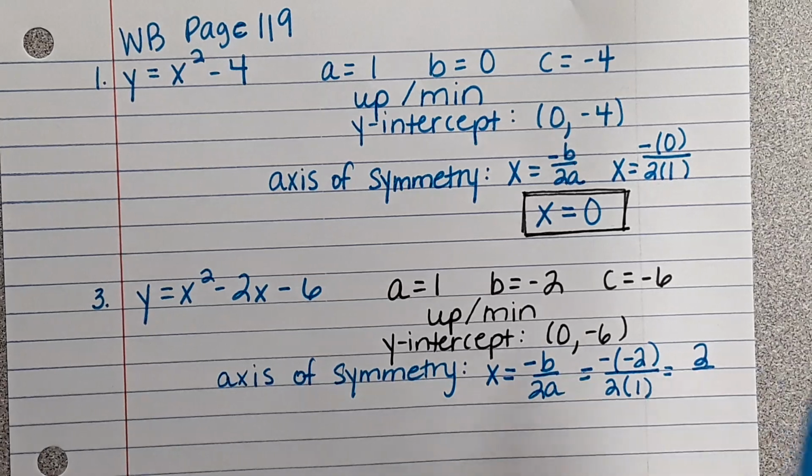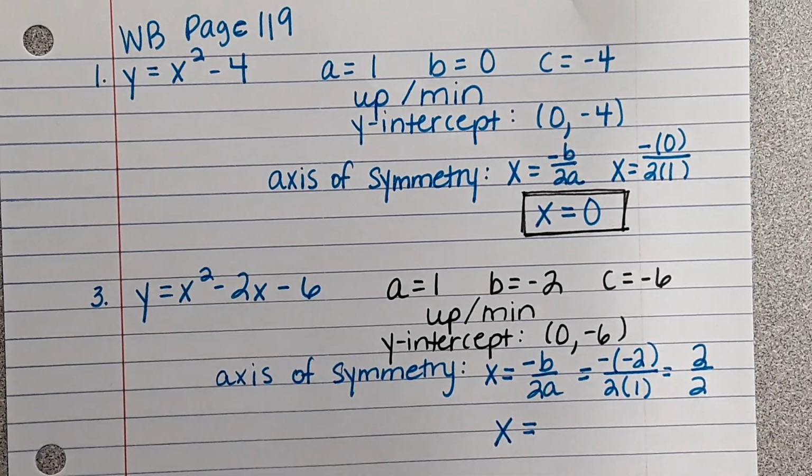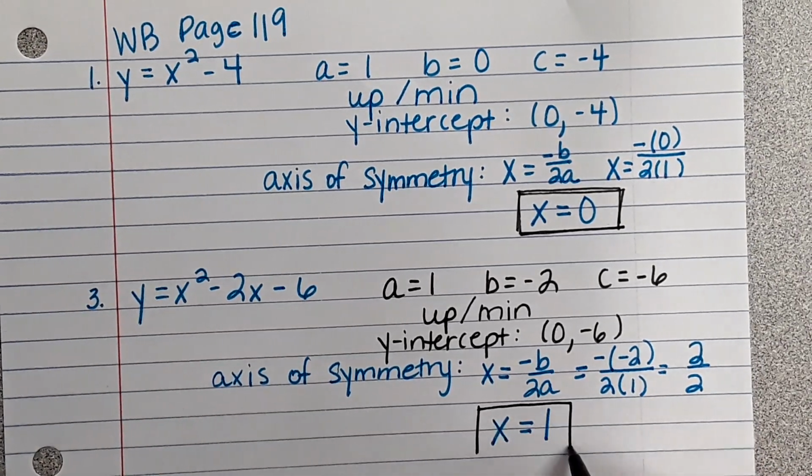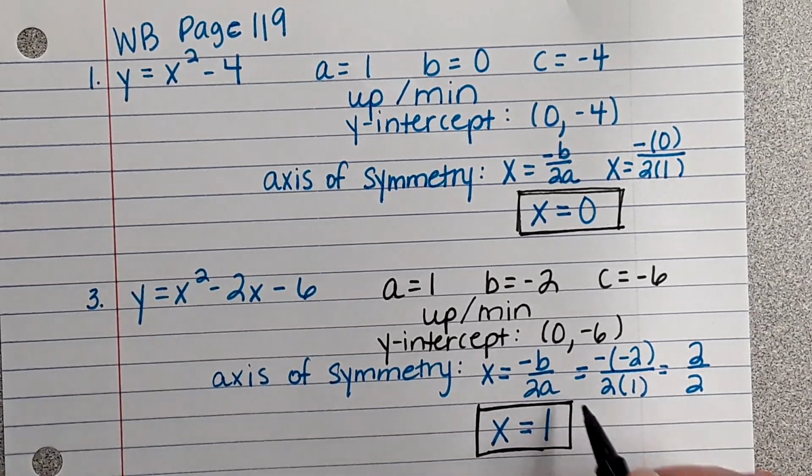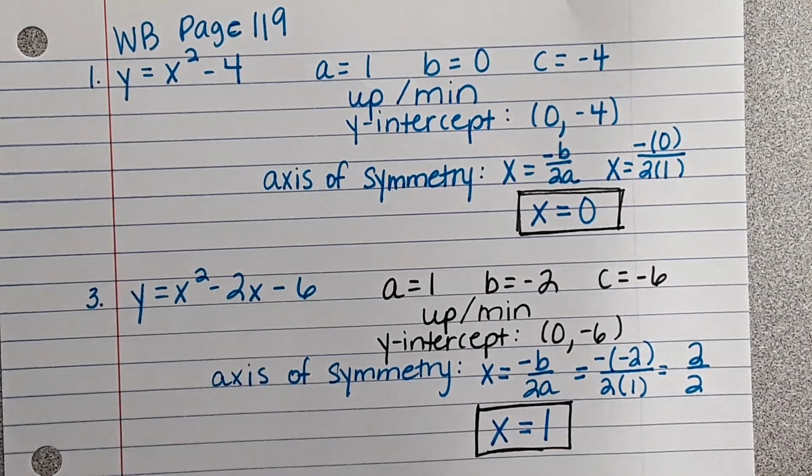And what's 2 times 2? I mean, sorry, I apologize. What is 2 times 1? Okay. Now, if I have 2 over 2, what does that equal? So my axis of symmetry is x equals 1. Do you remember yesterday I told you the axis of symmetry is a fraction, but a lot of times once you work out the fraction, you get a whole number.